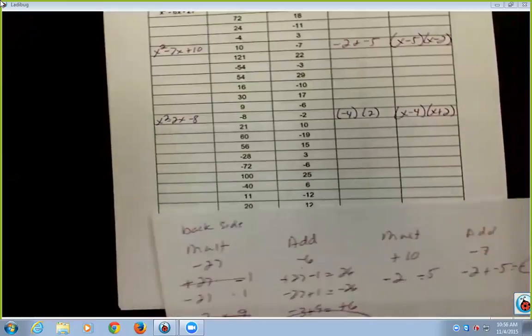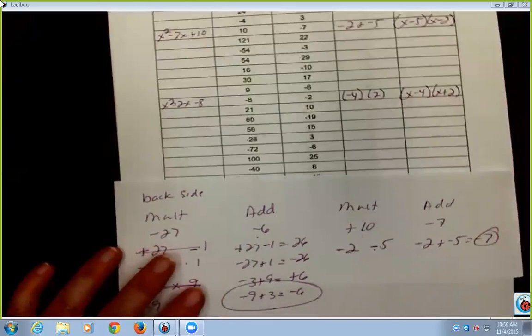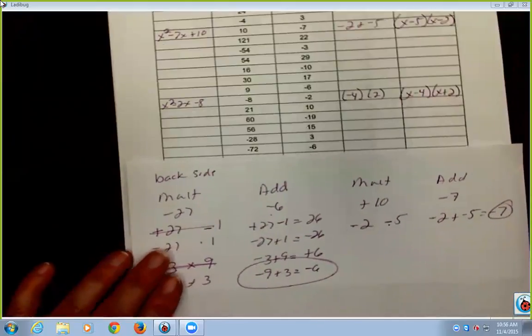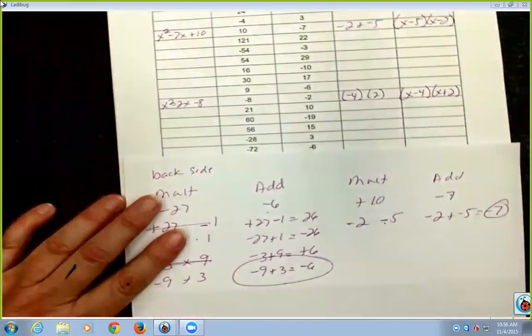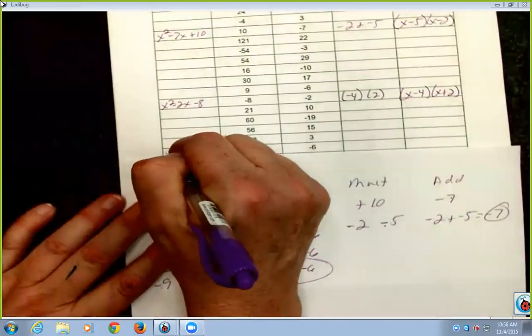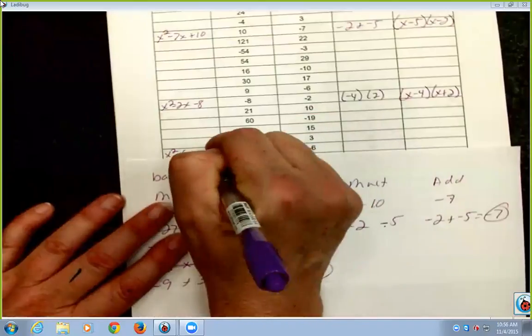One more, and I'll let you guys go at it. See what you want to do with them. How about that one? Negative 72 and a negative 6. So I have x squared minus 6x minus 72.